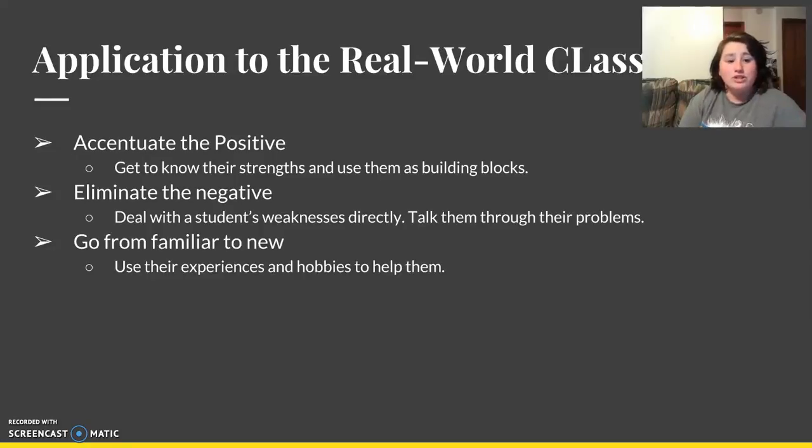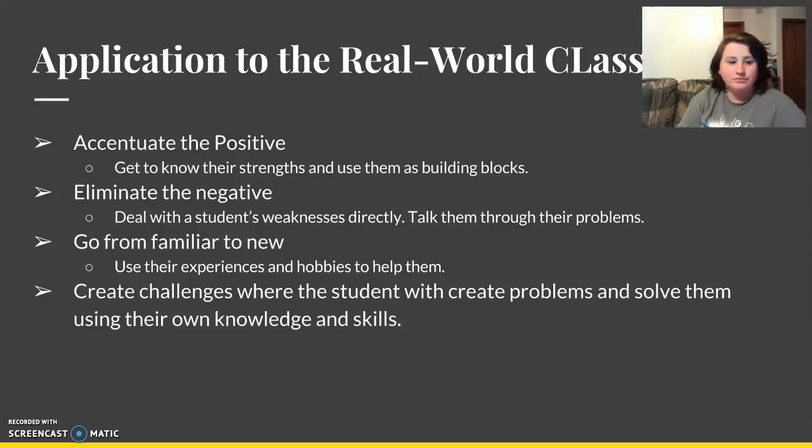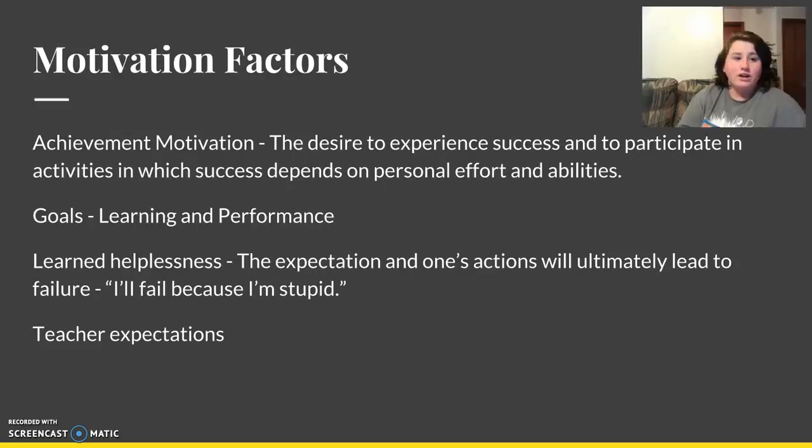Go from familiar to new. Use their experiences and hobbies to help them. One example that our book used was a math problem they don't quite get. Use their hobbies. Use something that they like to recreate the problem. Create challenges where the student will create problems and solve them using their knowledge and skills. So maybe they can create their own problem. That kind of goes with the familiar to new thing with me. They create their own problems and they try to figure it out.